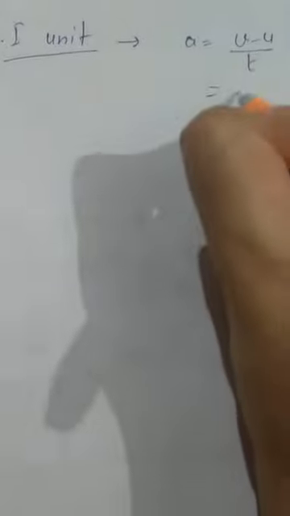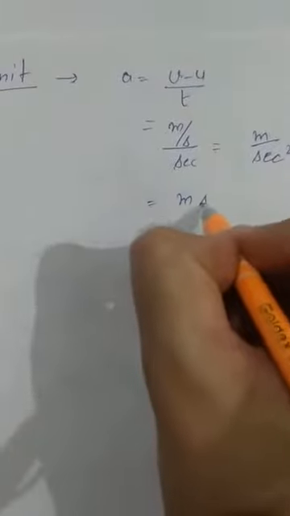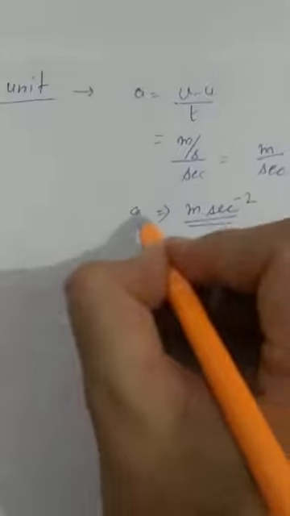Clear now? Their SI unit, how can we write it? SI unit: a equals change in velocity, v minus u, by t. Then how can we write the change in velocity? This one is meter per second, and divide by second again, then we can write meter per second square. So we can also write meter second to the power minus 2. This one is the SI unit of a.